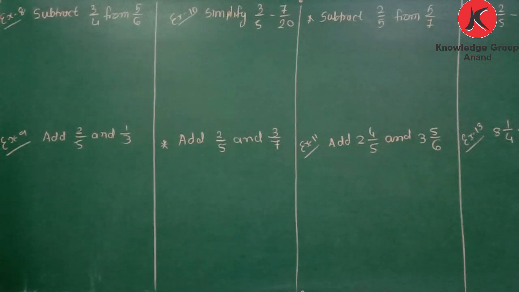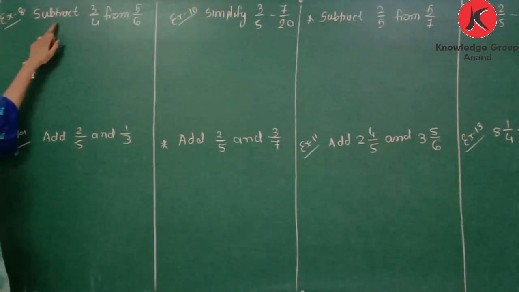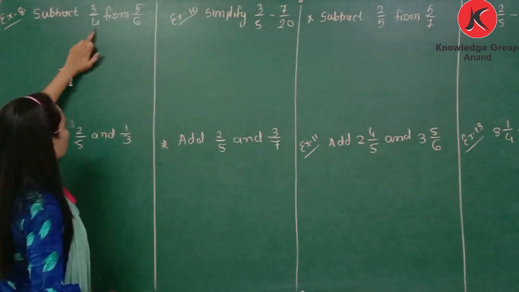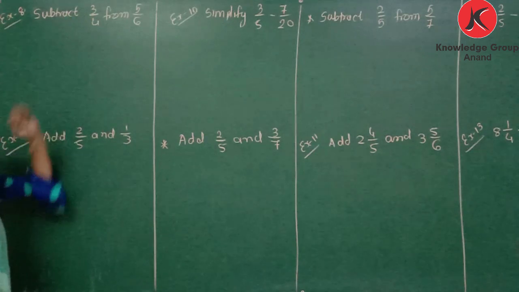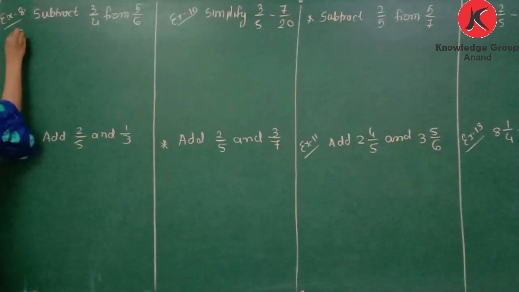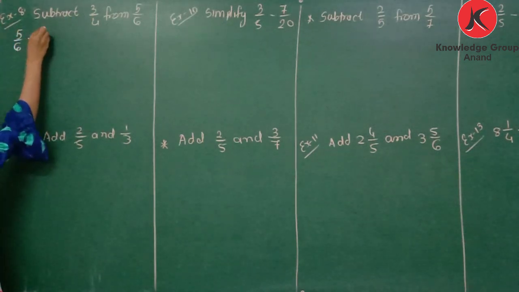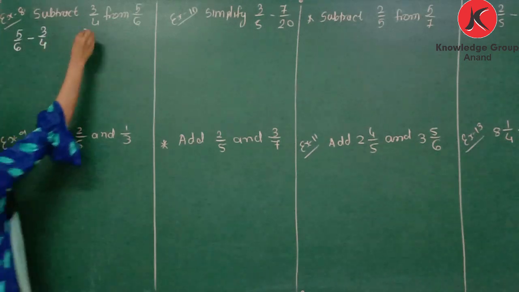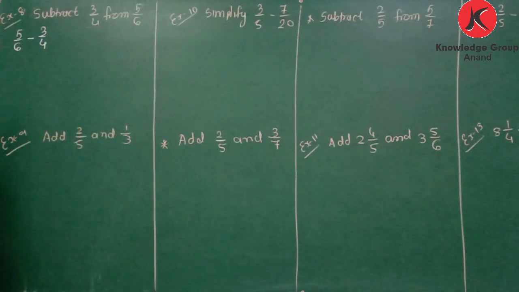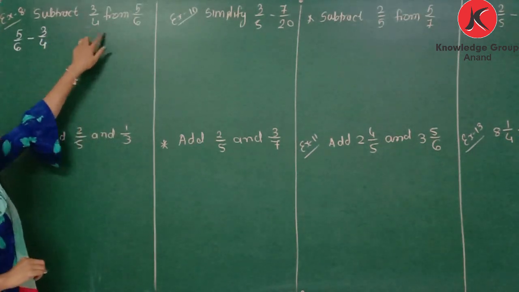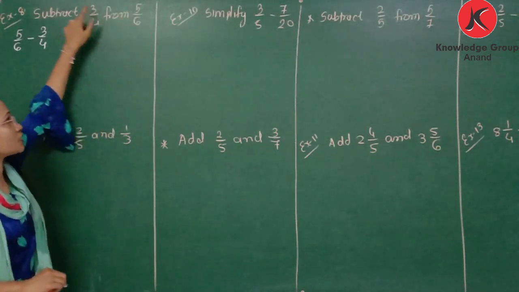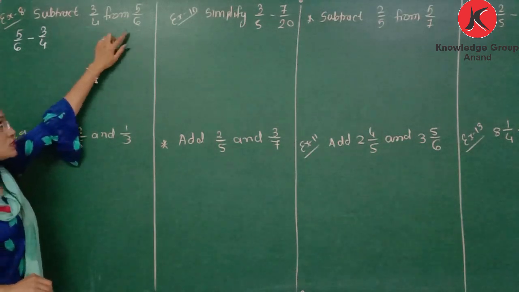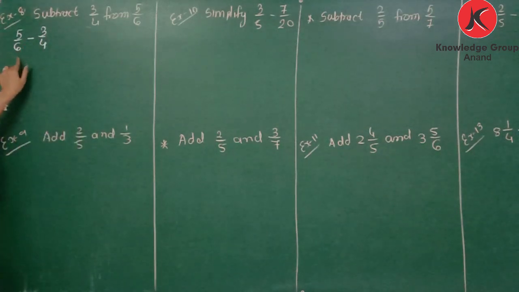Now let's solve some examples that are already given in your textbook. So here example 8. Subtract 3 by 4 from 5 by 6. Means from 5 by 6 you need to subtract 3 by 4. So we can write 5 by 6 minus 3 by 4. Be very careful whenever this kind of statement is given. You do not subtract 5 by 6 from 3 by 4, because it is written that from 5 by 6 subtract 3 by 4. So this is our first fraction and this is our second.